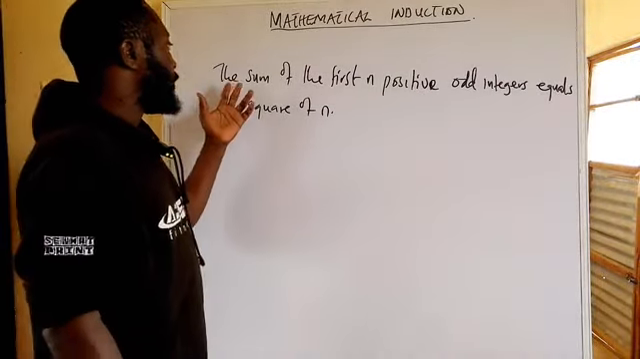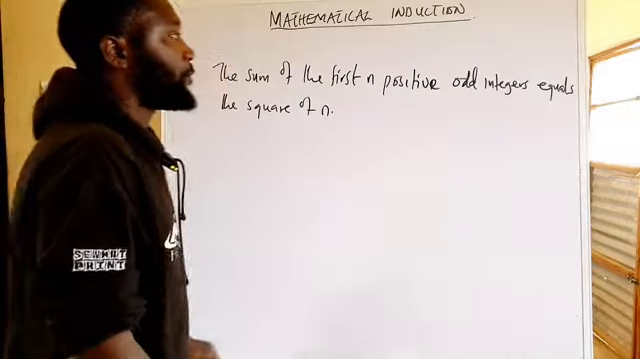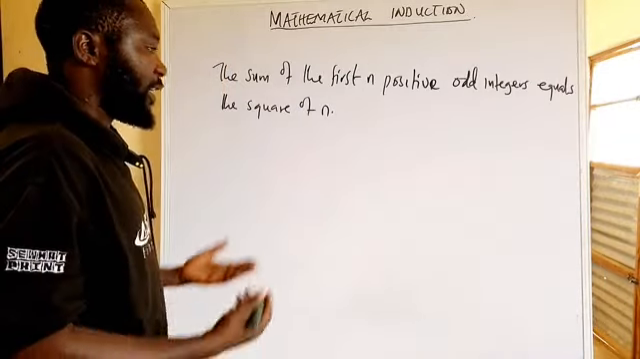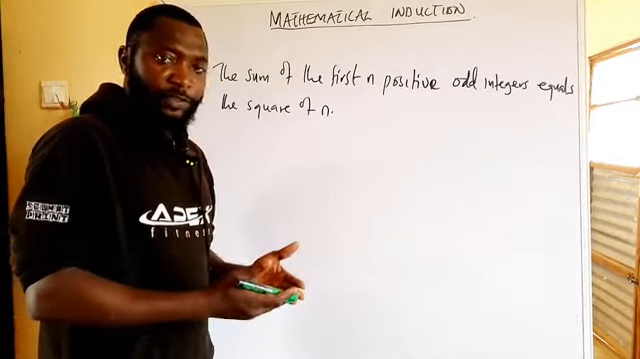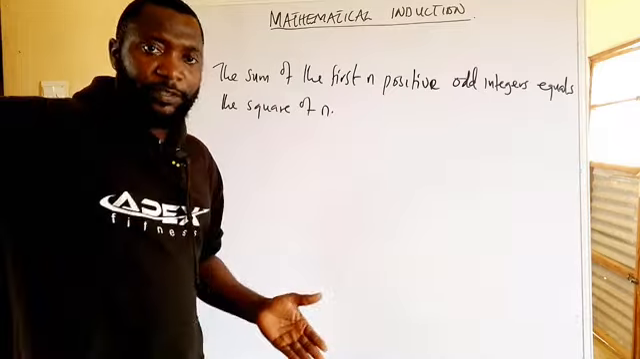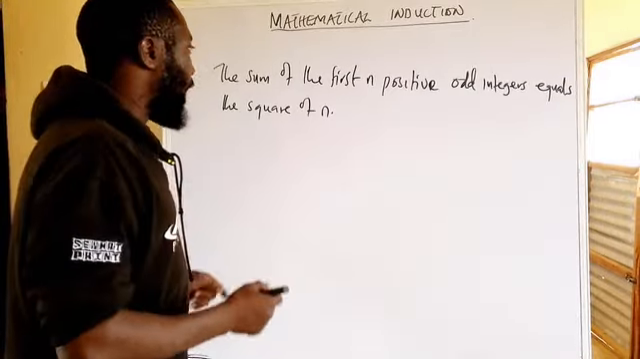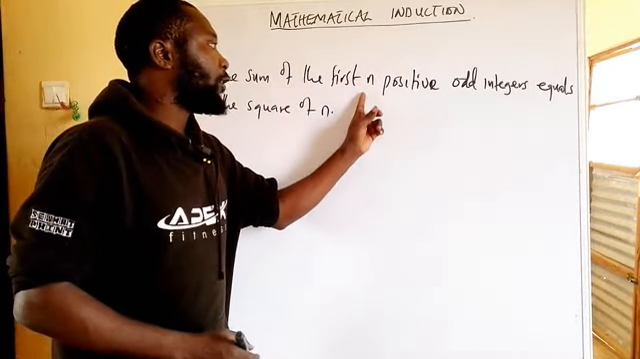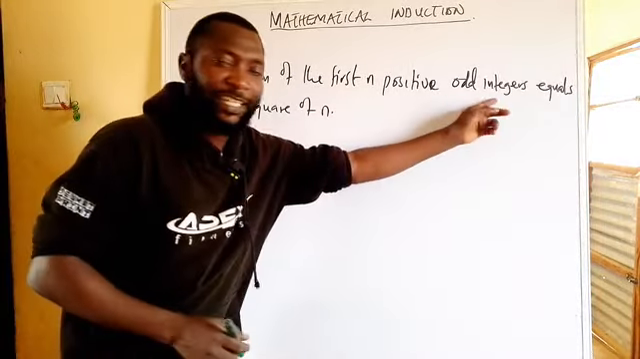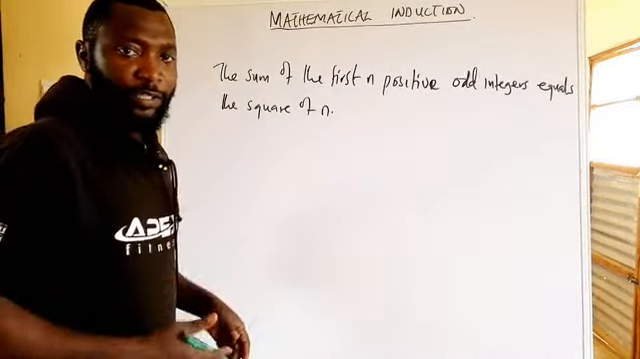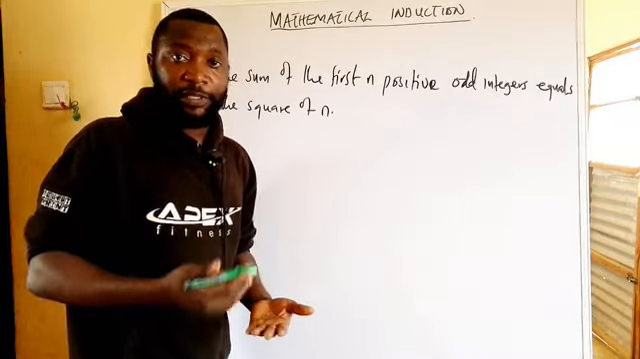We have here the sum of the first n positive odd integers. You know, integers have the positive side and the negative side. For the positive, you have from 1 upward. The negative, you have from -1 downward. Now, the sum of the first n positive odd integers. And you know, odd numbers are just integers that are not divisible by 2.